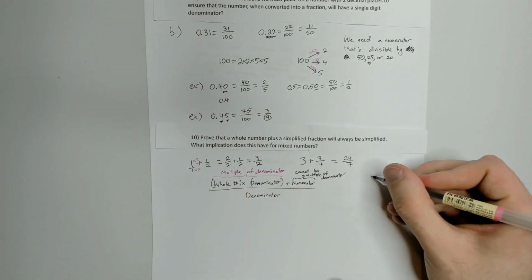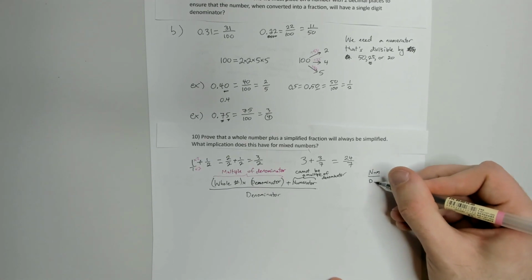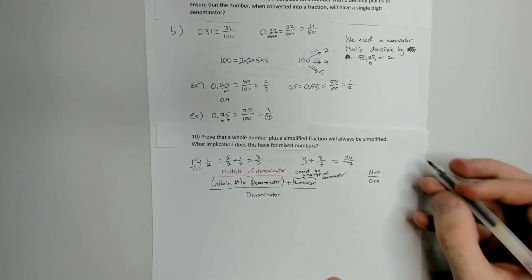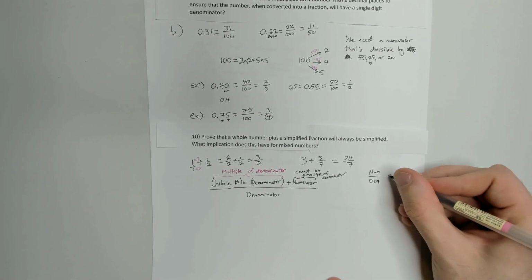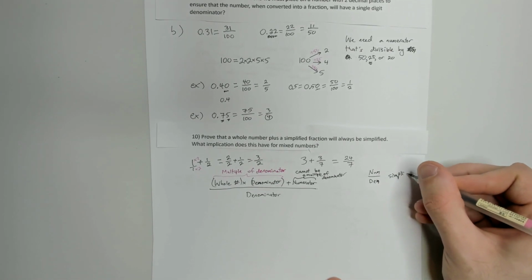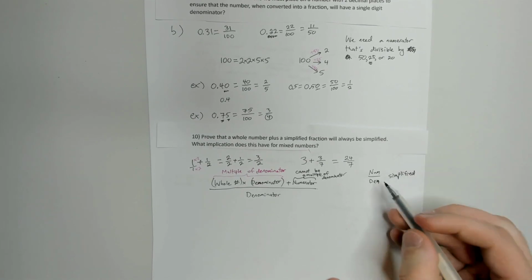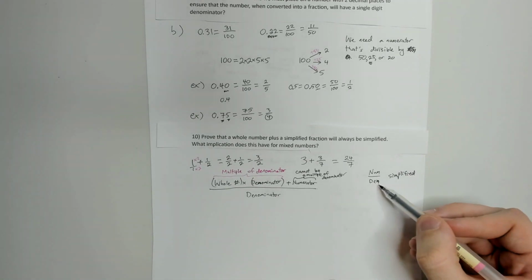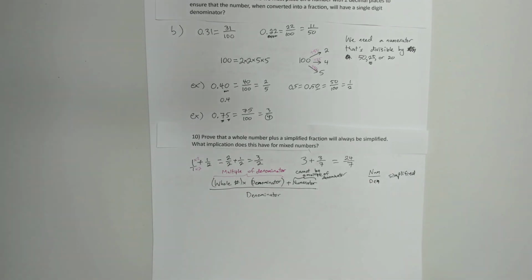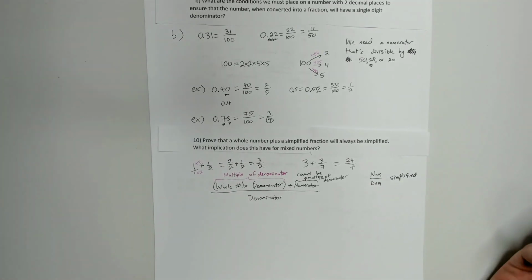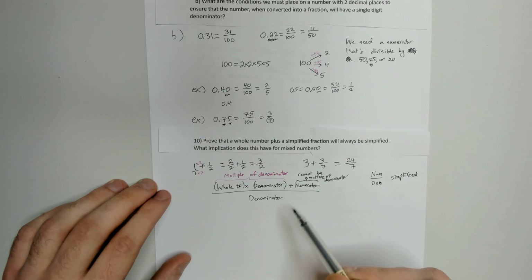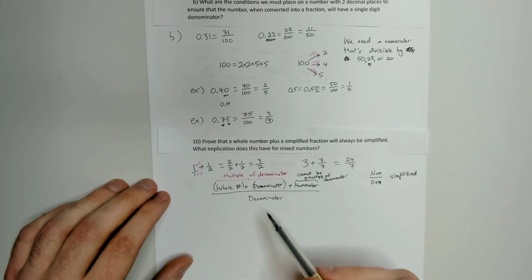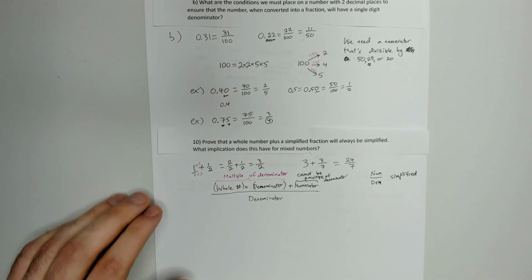Why is that? Well, our numerator over our denominator, I'm just going to write that as num over den, is simplified. That means the numerator is coprime with the denominator. So since this is coprime with that, it can't be a multiple of it. Otherwise, they share a common factor, and they're not coprime, and it's not simplified. So the numerator cannot be a multiple of the denominator. So if we take a multiple of the denominator and add something that's not a multiple of the denominator, this whole thing won't be a multiple of the denominator.